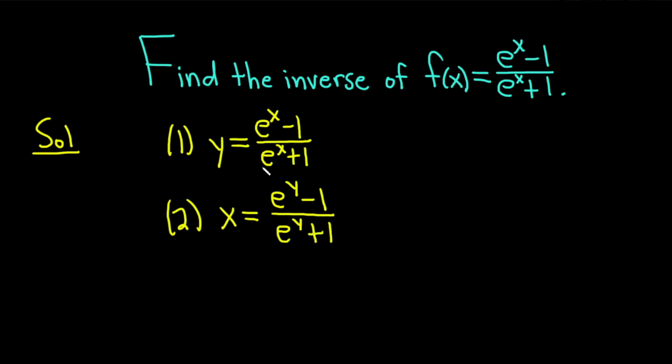So pretty easy so far. Step 1, you call your function y. Step 2, you interchange the values of x and y. Step 3 is where it gets a little bit harder. We actually have to solve this equation for y. So I'm going to write it over here, step 3.